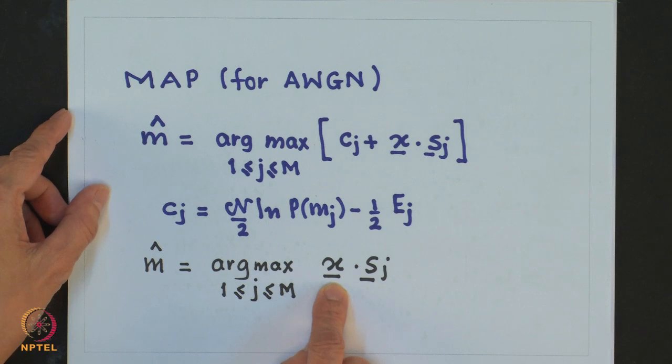Please note that this vector x is not directly accessible. This is obtained by taking the projection of the received signal xt onto the basis signal phi jt, where j goes from 1 to capital N. Is it possible for me to write this expression in terms of the received signal xt? And we will try to do this. Okay.